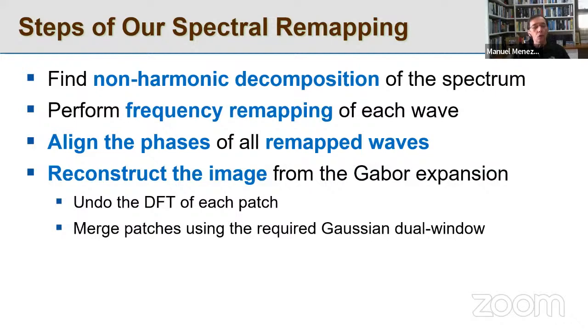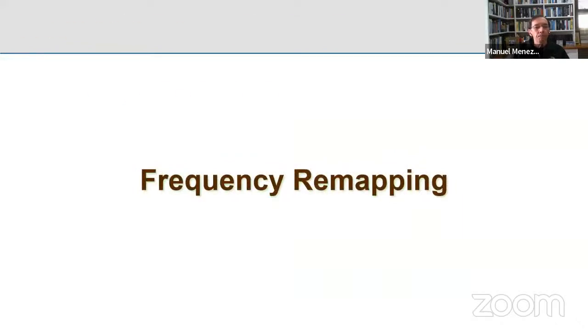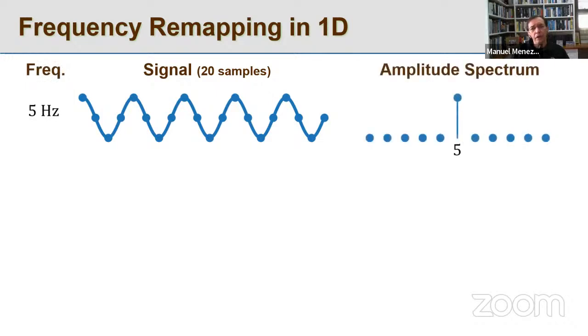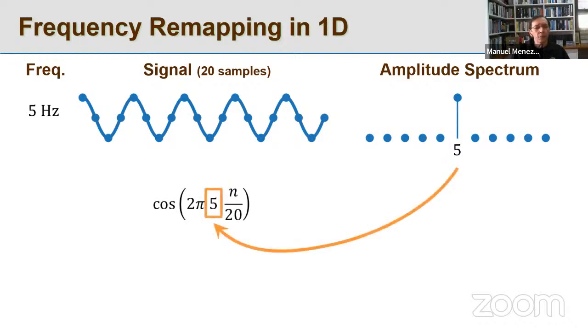So let me give you a little bit more detail and intuition in 1D, and I will do so for a combination of frequency remapping and non-harmonic decomposition, just to make sure that you clearly understand all the details. All right, so for frequency remapping, consider this cosine function represented by 20 samples. It completes 5 cycles during this period, therefore it's a 5 hertz wave. And if we compute its GFT, you get a very clean amplitude spectrum, all zeros except at 5. And this also has a nice analytical representation.